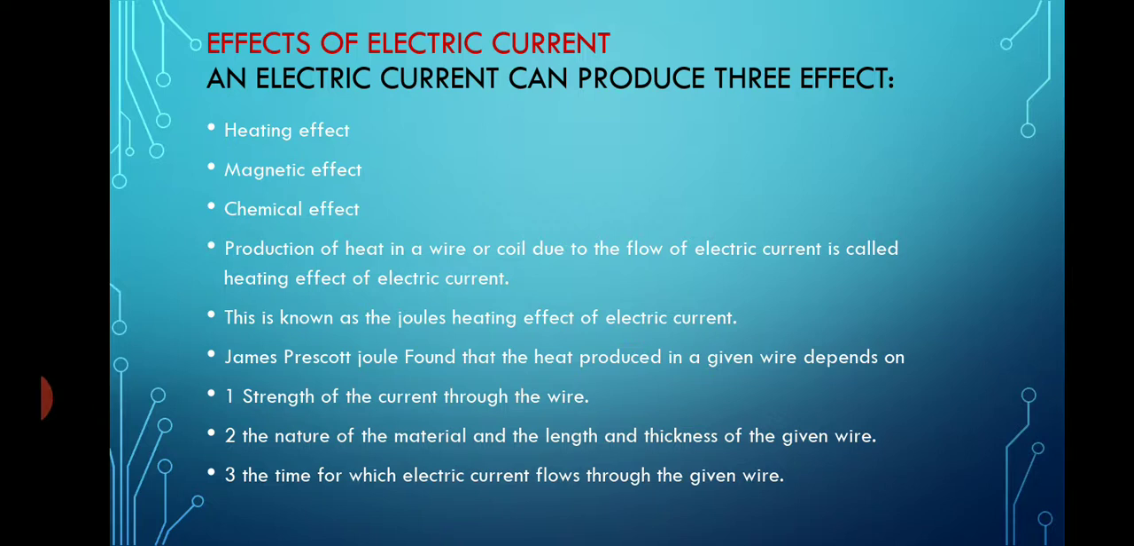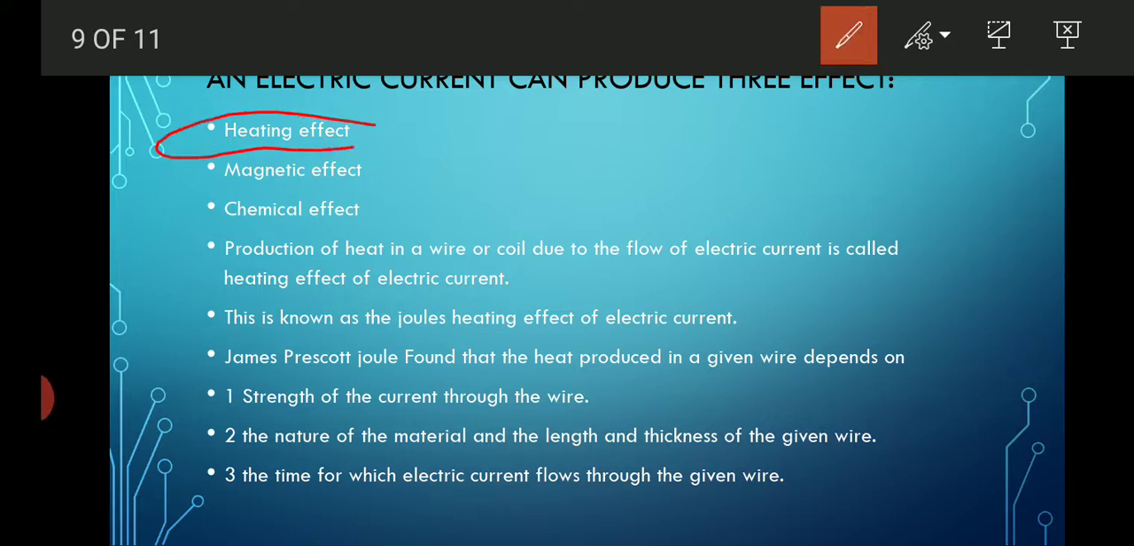Effects of electric current. When electric current is passed through a conductor, it can produce three effects: heating effect, magnetic effect and chemical effect. In this class we will study only the heating effect and magnetic effect of electric current, and we will study the chemical effect of current in our higher classes. So let's discuss what is the heating effect of electric current.